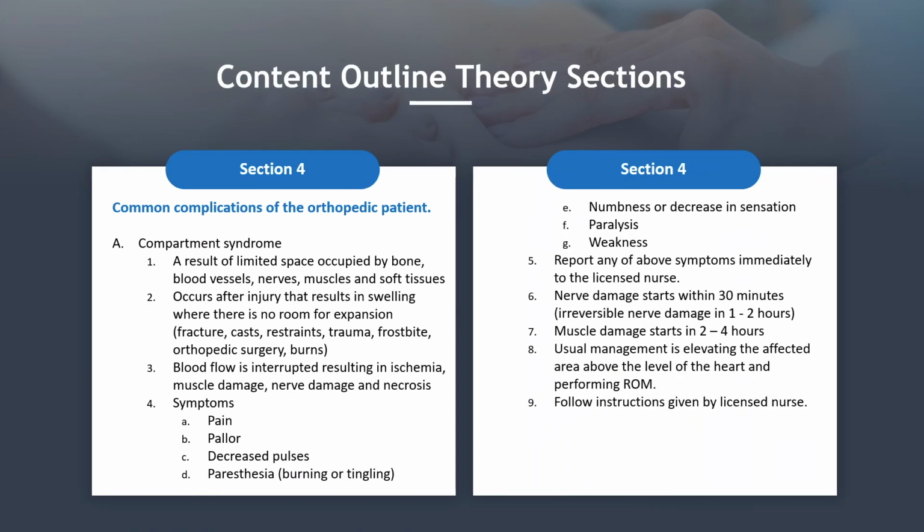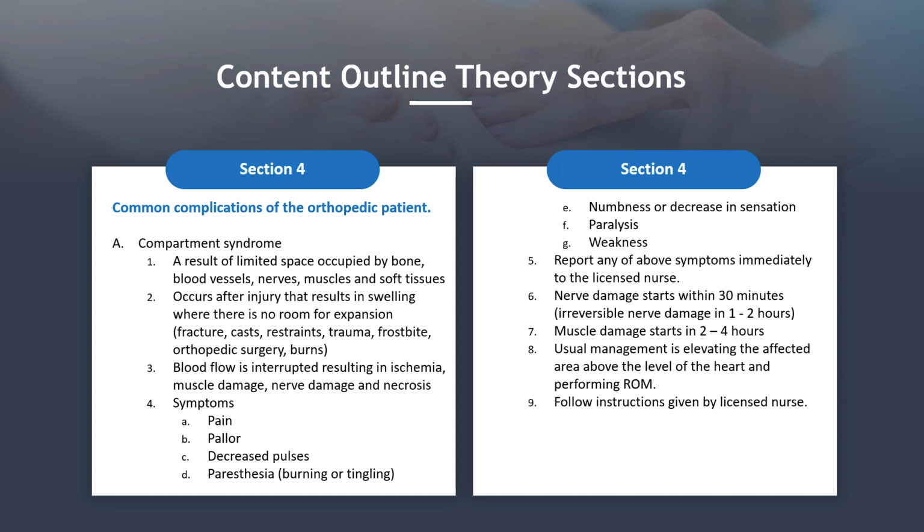Section 4. Common complications of the orthopedic patient. Compartment syndrome. A result of limited space occupied by bone, blood vessels, nerves, muscles, and soft tissues. Occurs after injury that results in swelling where there is no room for expansion, such as a fracture, casts, restraints, trauma, frostbite, orthopedic surgery, or burns.